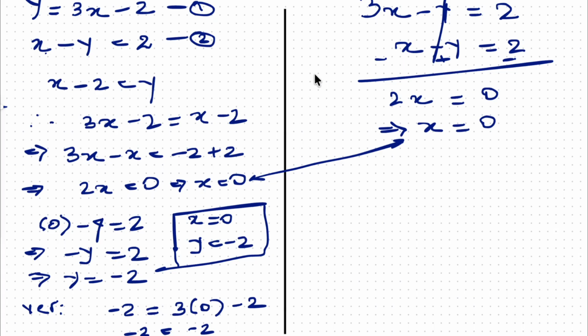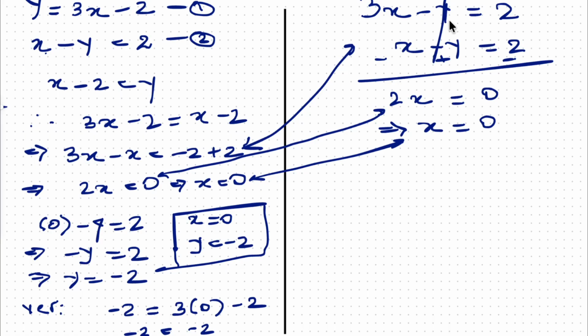But pay attention to this. I got 2x equals 0 out here, which is exactly the same as this step. And what is the step prior to that? 3x minus x equals negative 2 plus 2. That's exactly the same as this one, where we are doing 3x minus x and 2 minus 2. So both methods are doing exactly the same thing.